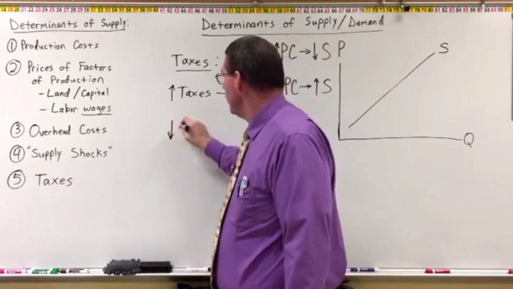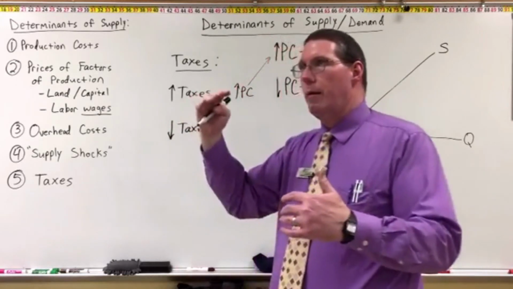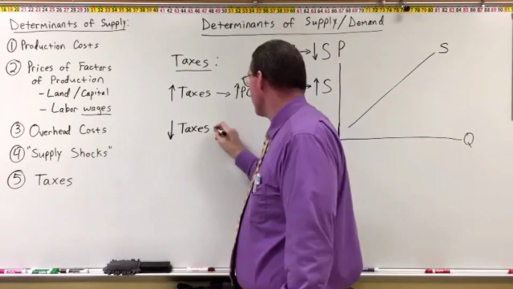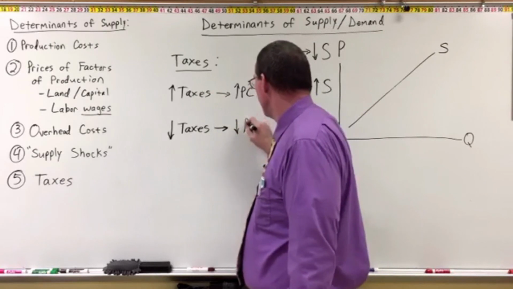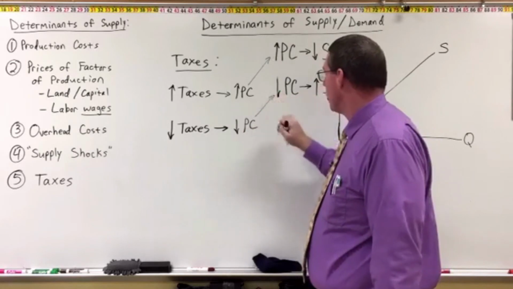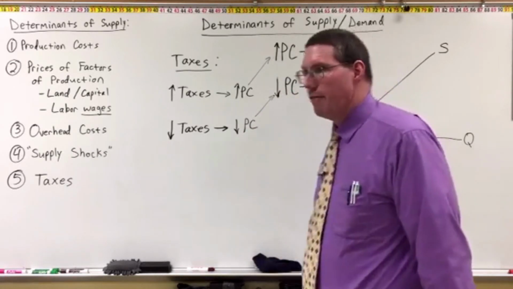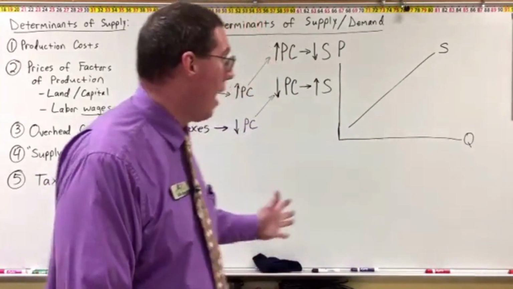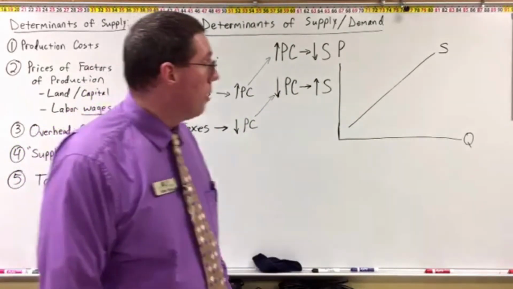And then a decrease in taxes, meaning if some of your taxes went up and some of your taxes went down, but overall your taxes went down. So a decrease in taxes results in a decrease in your production costs. And when your costs of production go down, you are loving life. That means that you will have an increase in supply. Why? Because you can make more stuff. Why? Because you have more money, because you're keeping more of your money. Okay?